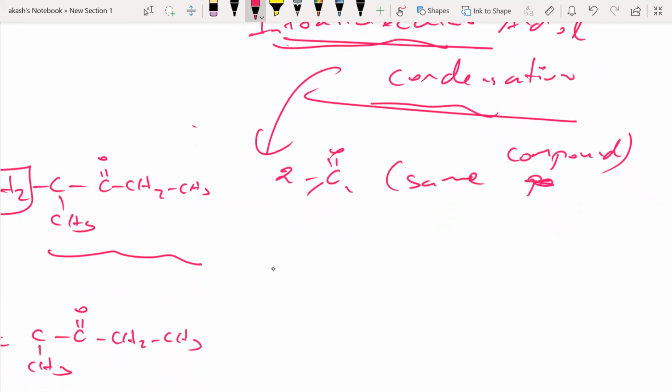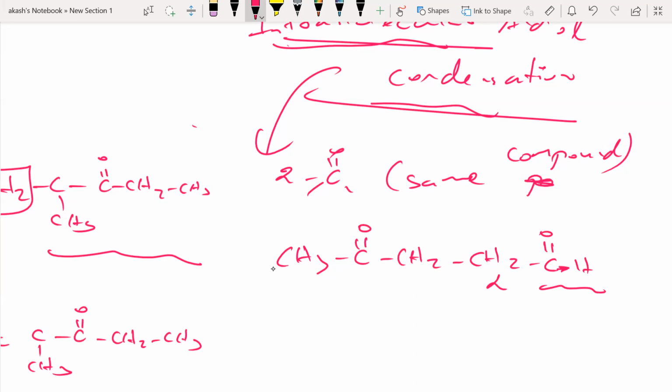We'll take a simple example. Okay, say I have CH3C=O CH2CH2C=O with an H. Okay, right. Now you will have some confusions, right? So with respect to this one, this is alpha, right? With respect to this one, this is alpha and this is alpha, right? So many confusions will come, right? Which alpha hydrogen to take, which alpha carbon attacks where, all those confusions will come.